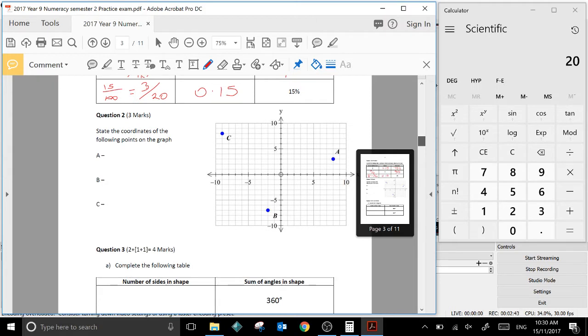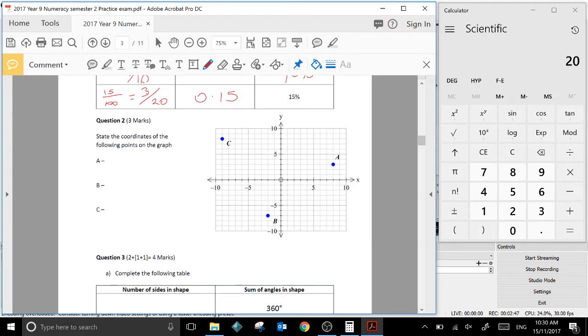Question 2. State the coordinates of the following points. So question A basically boils down to, can we work out what that value is for the x and that value is for the y? Now that one is 8, and 1, 2, 3 up. That one's 3, so the coordinates are 8 and 3 for point A. For point B, we're going in the negative direction in the x, so we're at -2 there, and we're at -7 down here in the y. So x is -2 and y is -7.